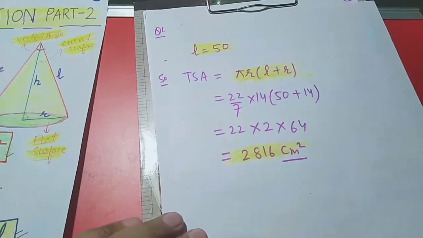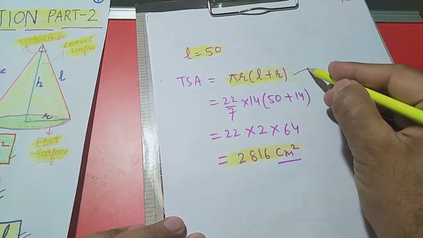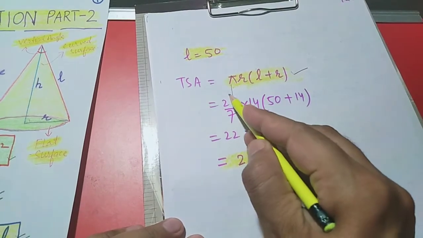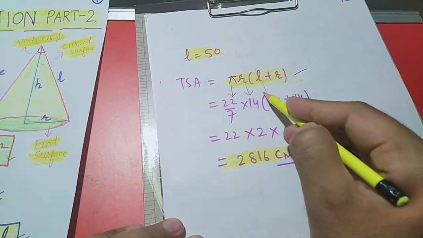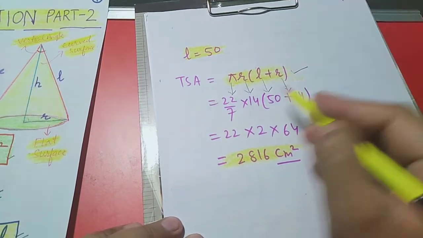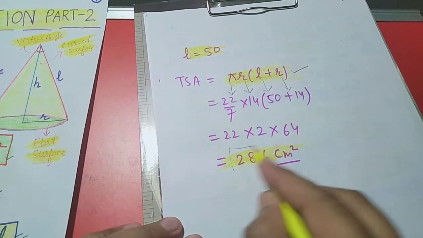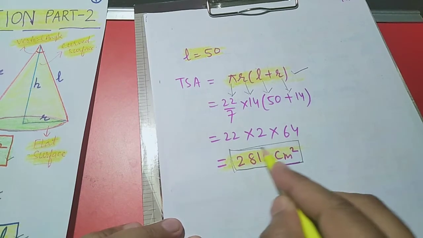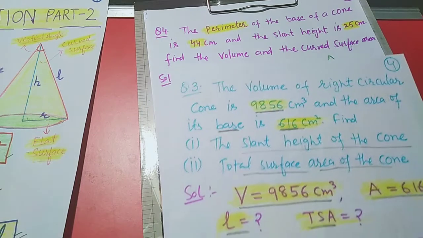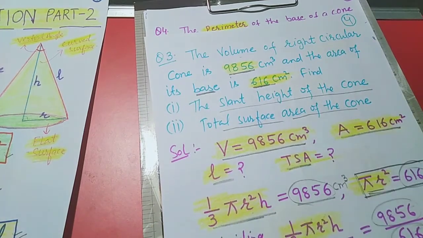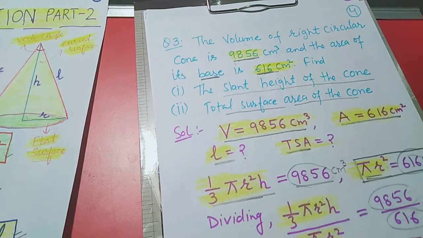Now I am turning the page. You know the formula for total surface area is this. So we are putting the value of pi, r we have got 14, L we have got 50, and r. By calculating, this is the total surface area of the cone. So this way we have done this question. To understand it better, you can repeat the video.